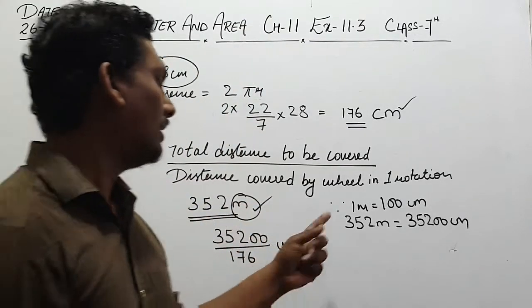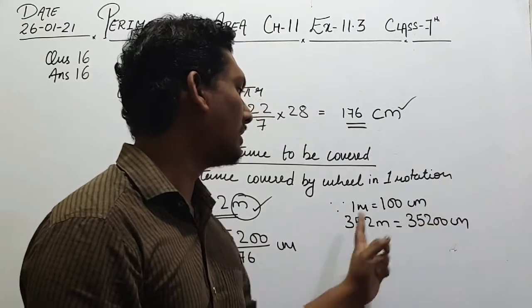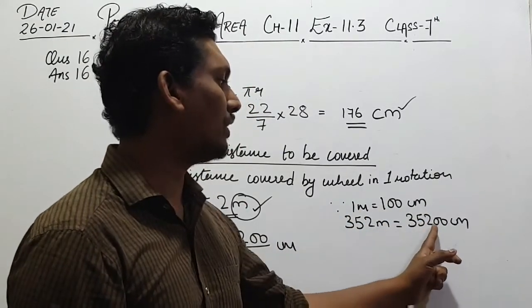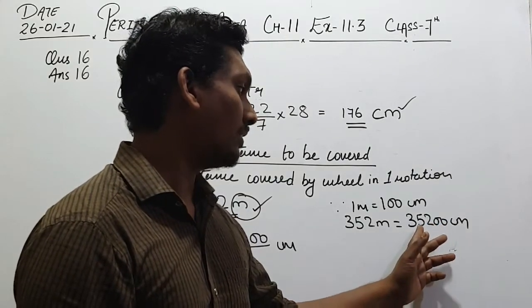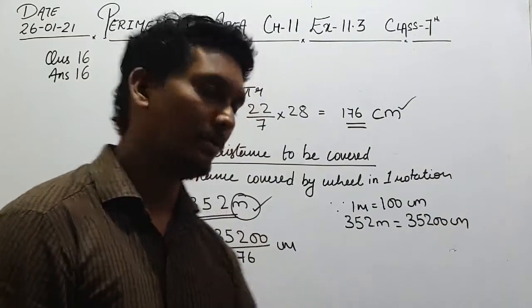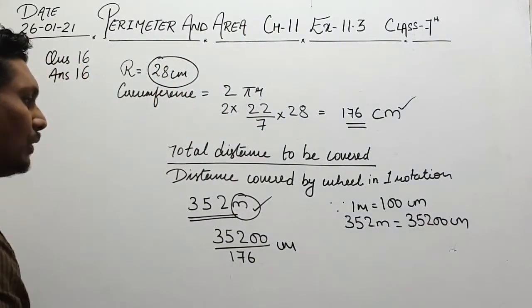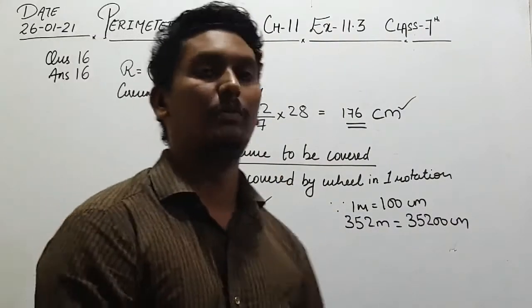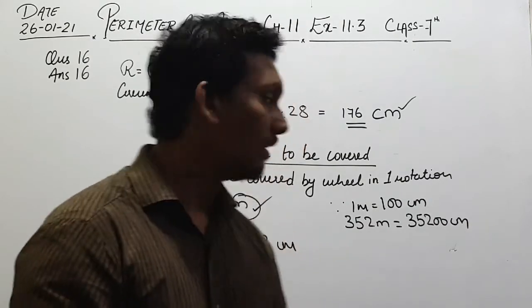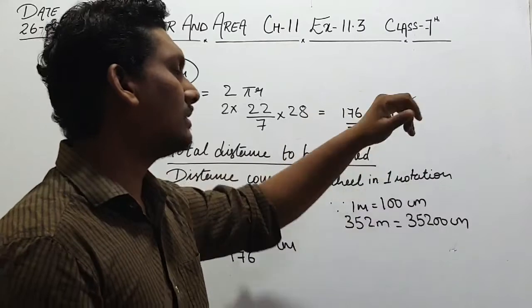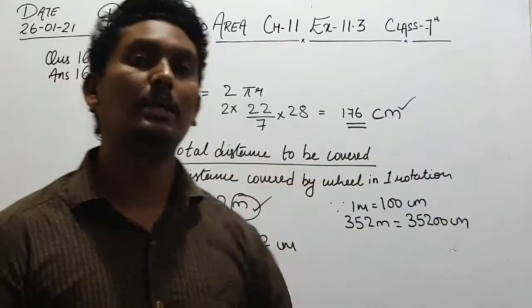This is the extra part. So 1 meter is 100 centimeter. So 352 meter is equal to 352 00 centimeter. Just multiply by 100 and you will get the value. Convert this value 352 meter into centimeter. You have to keep that in your mind, because one unit is in centimeter and another unit is in meter.